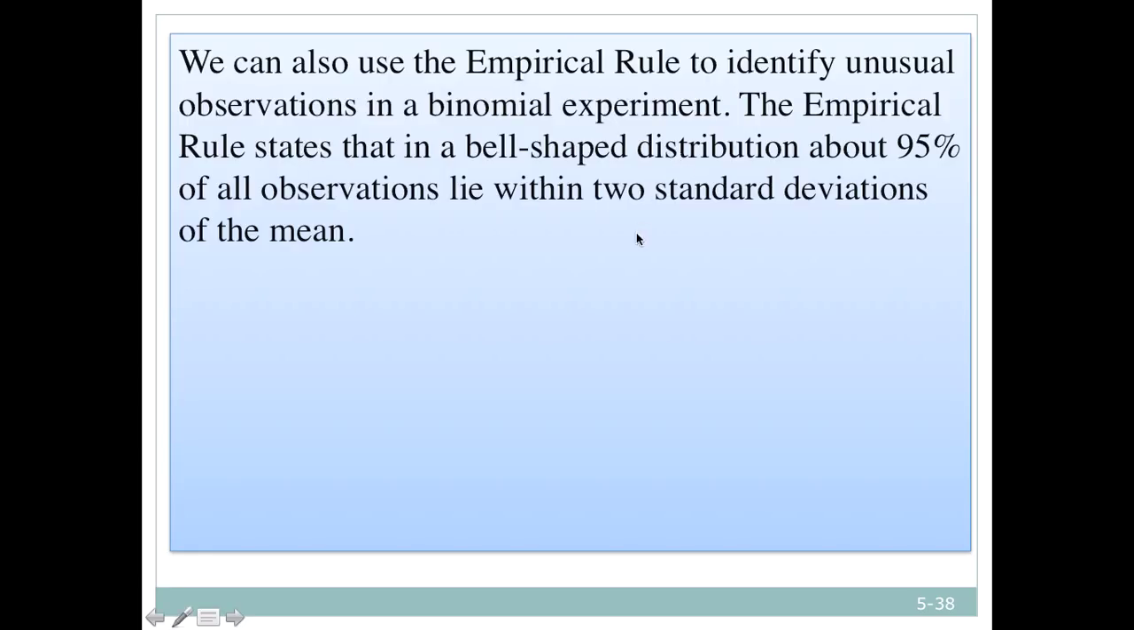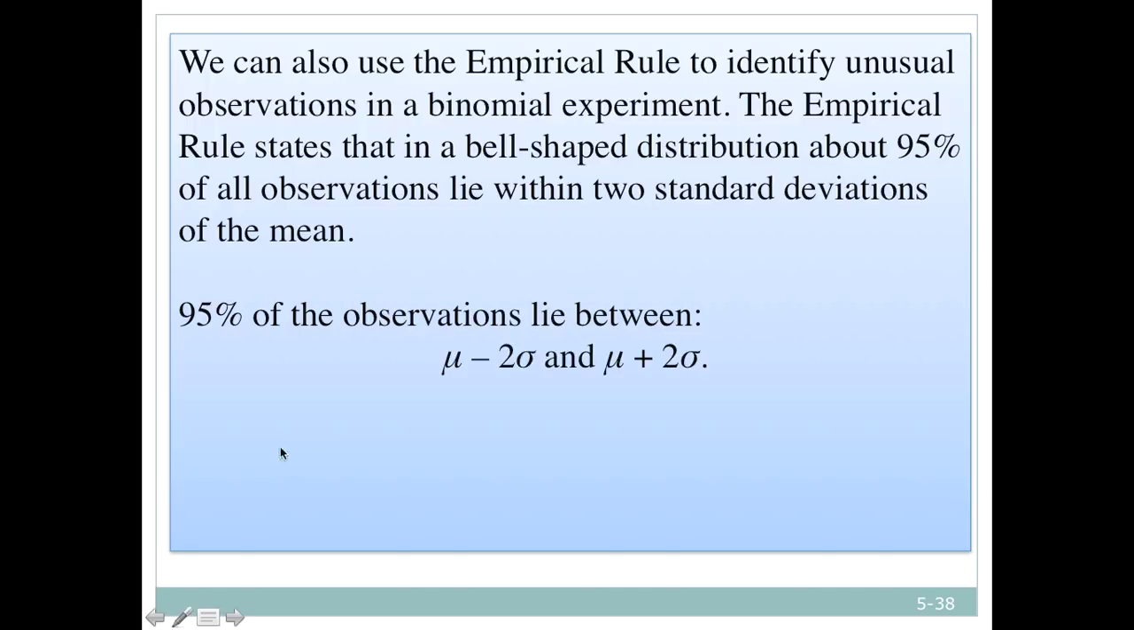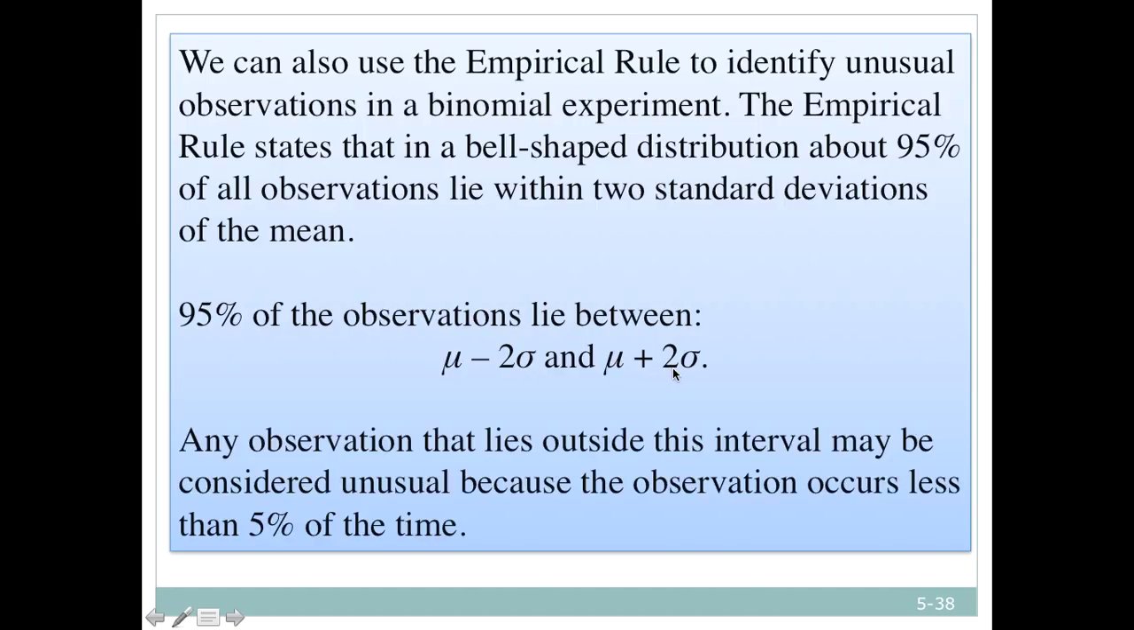Now, since we have a bell-shaped distribution, we can use the empirical rule, which was way back from chapter 3, I believe. We know from the empirical rule that within 2 standard deviations of our mean, we have about 95% of our observations, meaning that 95% of the observations lie between mu minus 2 sigma and mu plus 2 sigma. Any observations that lie outside of that interval are typically considered unusual because they occur less than 5% of the time.